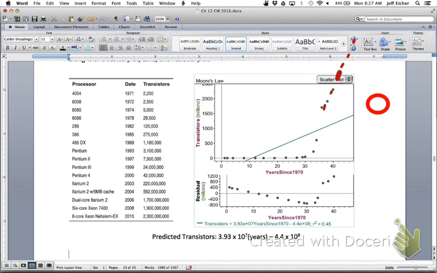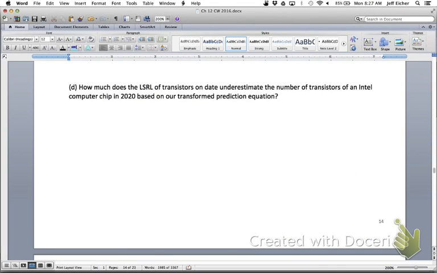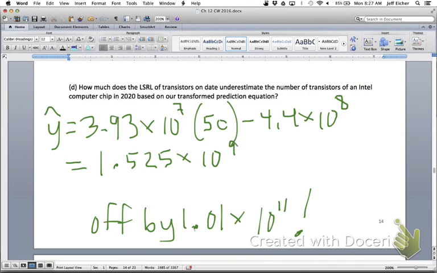But it looks like the graph is growing, so we're going to have this severe difference if we just used our least squares regression line to make the prediction rather than our transformed least squares regression line. If you'd like to pause and see if you can calculate that difference, you can pause this video. So plugging 50 into our original y hat equation, I got 1.525 times 10 to the 9th transistors.